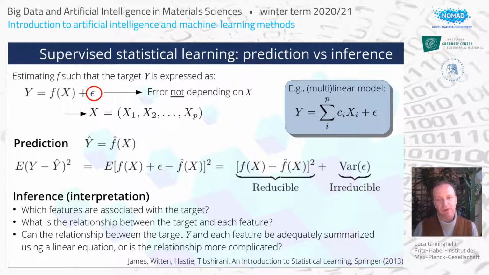The other thing that we may be interested in is to look into the model, this f function, and ask questions. This in the field is called inference, or also interpretation. So the questions could be which features are associated with the target, so which of these xi are actually active in the model. What is the relationship between the target and the feature? Can the relationship between the target and each feature be adequately summarized using a linear equation, or is the relationship more complicated? Because we should not forget that linear relationships are particularly simple and can yield quite some insight. So whenever there is the possibility of grasping a linear relationship, it should be immediately captured.